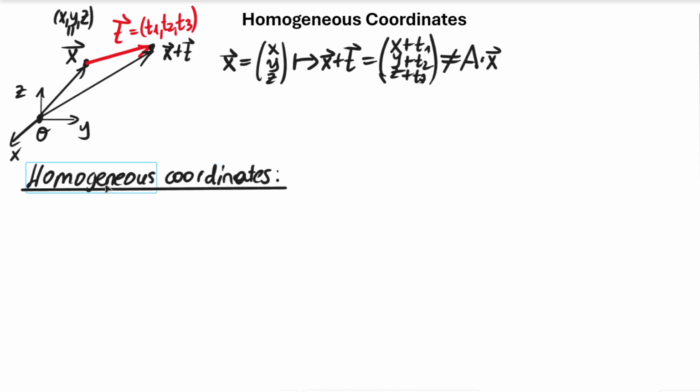That's why we introduce so-called homogeneous coordinates, and with them we can represent this translation as a matrix multiplication, but in the four-dimensional space, so not in the three-dimensional space. So we have to increase the dimension. So instead of working with X, we define a new vector P by appending, so here it's the same, X, Y, Z, and here we append a fourth component, which we always set equal to 1.